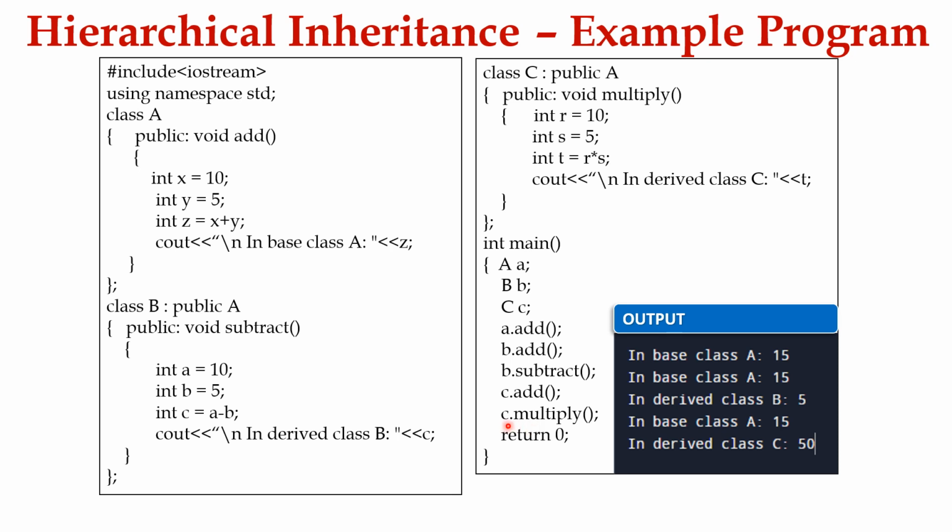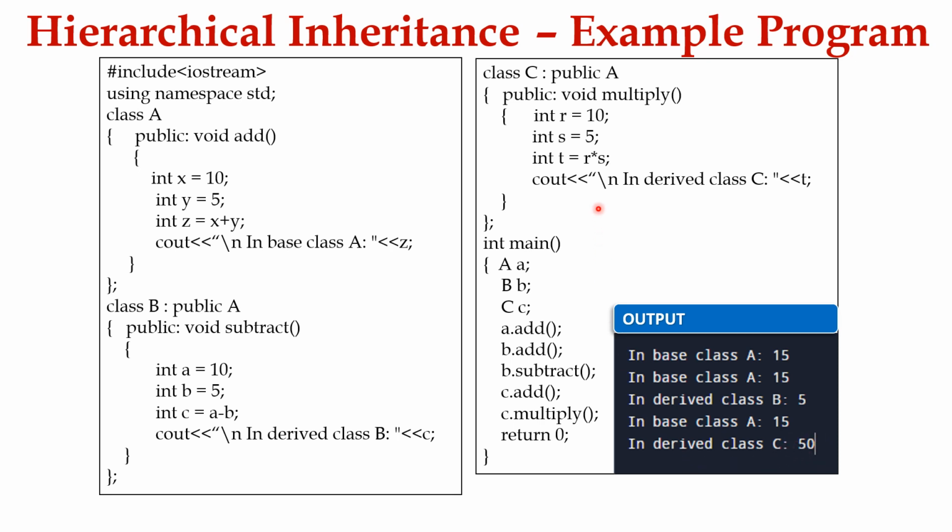Here, using the class C object small c, we are accessing the method multiply which is available in class C. So control moves to the class C multiply function where we perform r into s, that is 10 into 5, and the value of t is displayed to the user using the cout statement, that is, in derived class C, the value t, that is 10 into 5, 50, is displayed to the user as shown in the output.